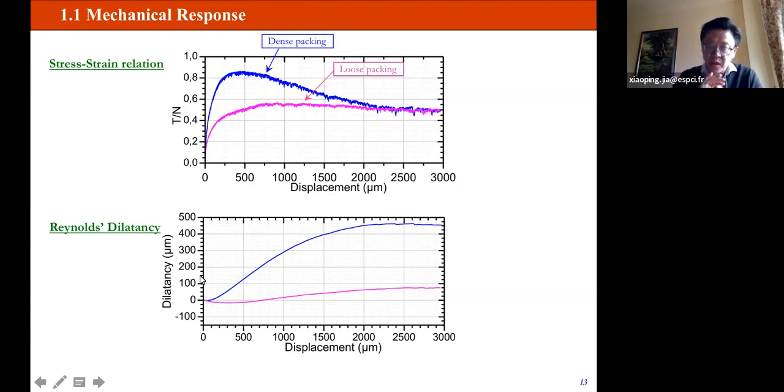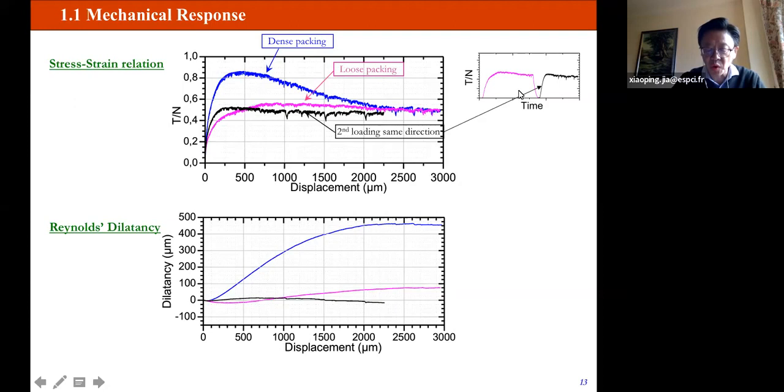Measurements here are also combined with volume measurements, to detect this kind of dilatancy we do observe for a dense granular system. But if we shear a loose system, the increase of the volume is very small. Sometimes we even observe compaction. So the initial state of the packing is something very important.